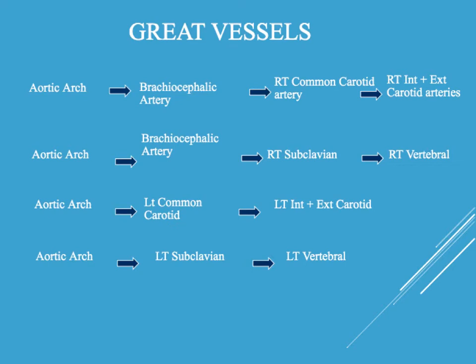Later on you'll see. The next branch of the aortic arch is the left common carotid artery, which goes up again into the neck and turns into the internal and external carotid artery. The third one from the aortic arch is the left subclavian, which turns into the left vertebral artery. For now, this is all I want you to know. I won't ask you what happens to the left vertebral or internal, external carotid. For now, this is all you need to know.